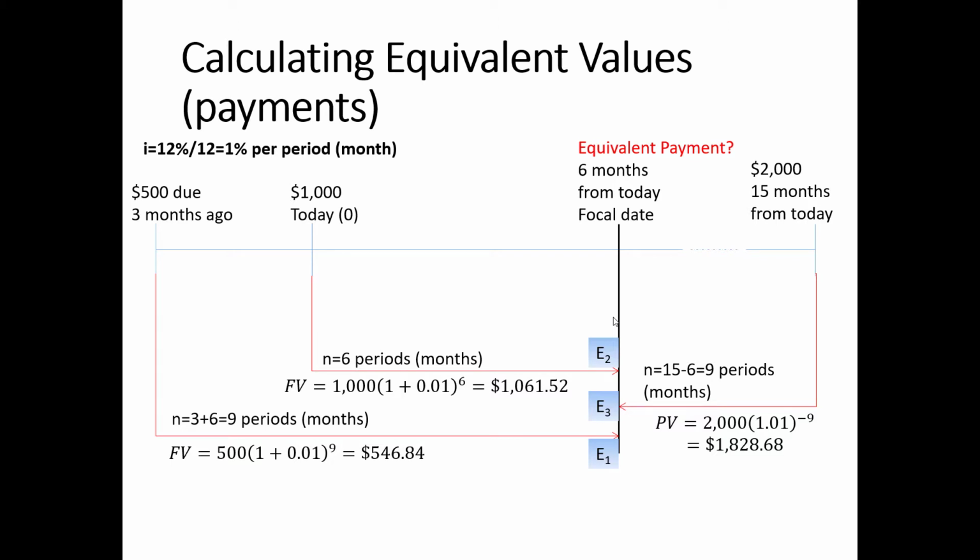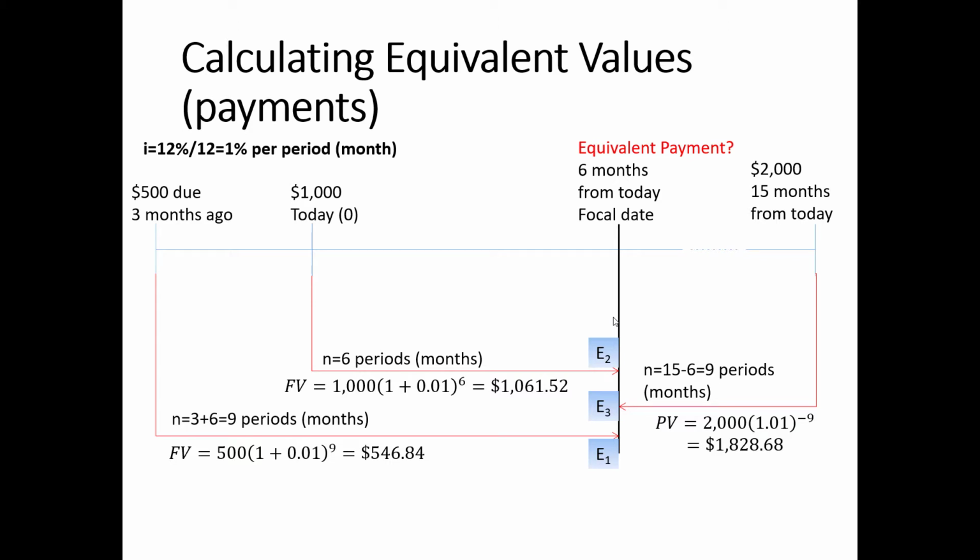So we find the future value of that $500. Notice, because this one is compounded monthly, how many months from 3 months ago to 6 months from now? That's 9 months in length. And so we find the future value. We've done that lots of times, and there's no controversy there.